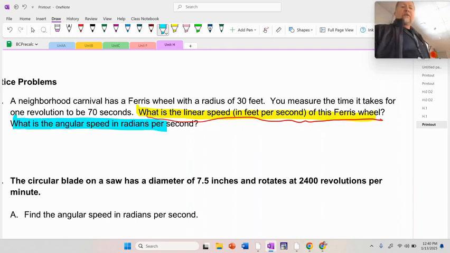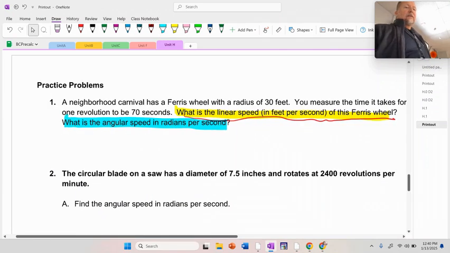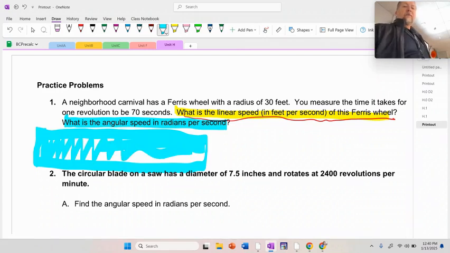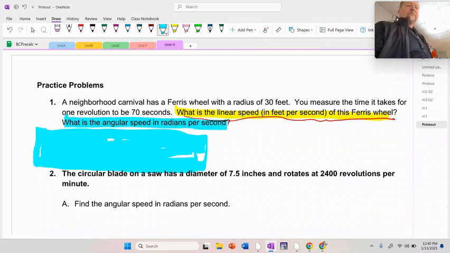What is the angular speed in radians per second? Guess what? I'm going to do that first. I'm going to put that right here. What time is it? 39.